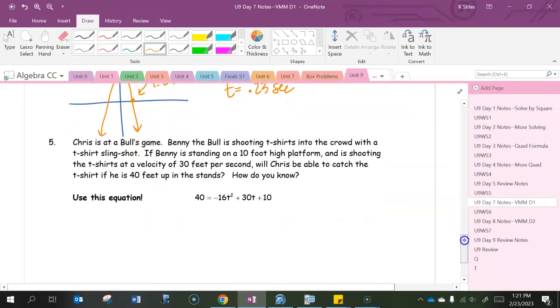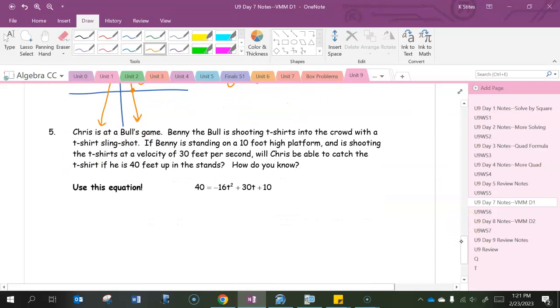All right, last one. Chris is at a Bulls game. Benny the Bull is shooting t-shirts into the crowd with a t-shirt slingshot. If Benny is standing on a 10-foot high platform and is shooting the t-shirts at a velocity of 30 feet per second, will Chris be able to catch the t-shirt if he is 40 feet up in the stands? How do you know?